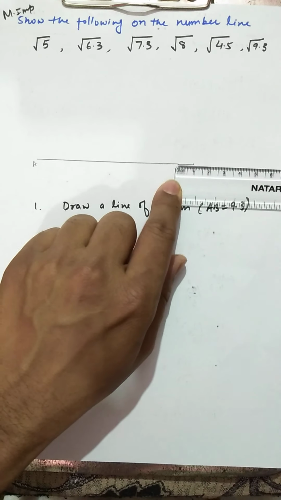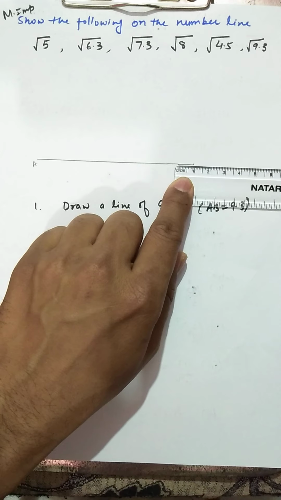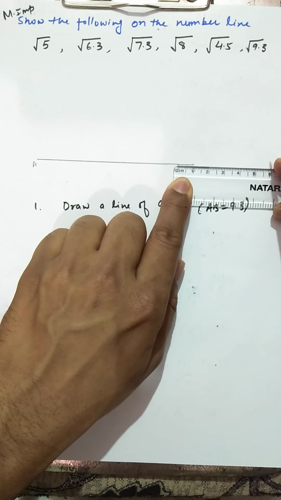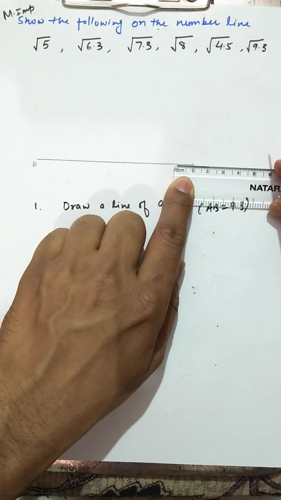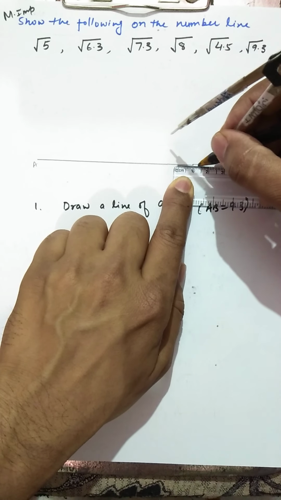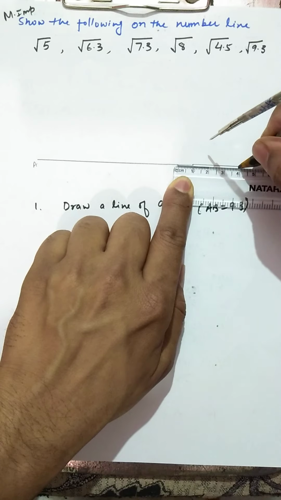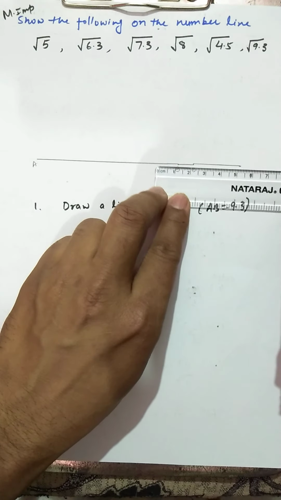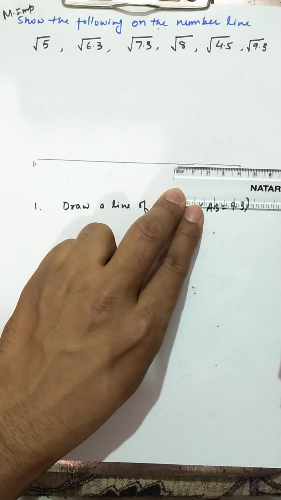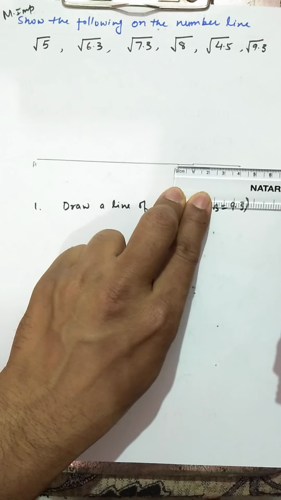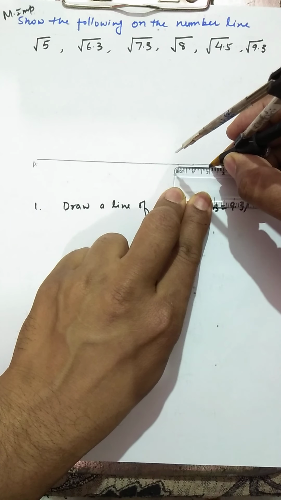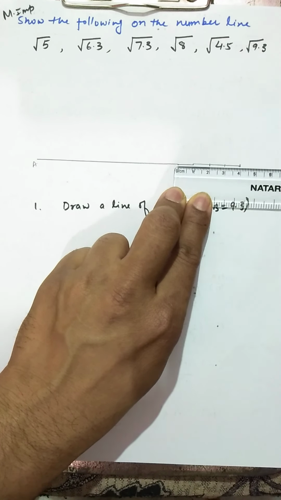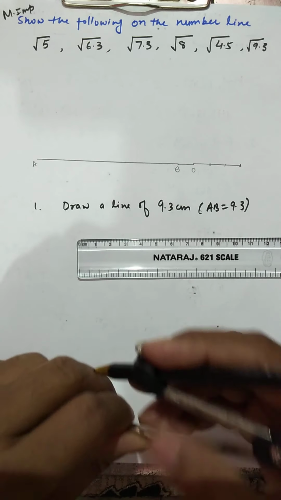So you see, after this you extend this line up to 4. So that is your up to 4, and mark 0, 1, 2. This is 1, this is 2, this is 3, this is 4. Okay, so let's start now.